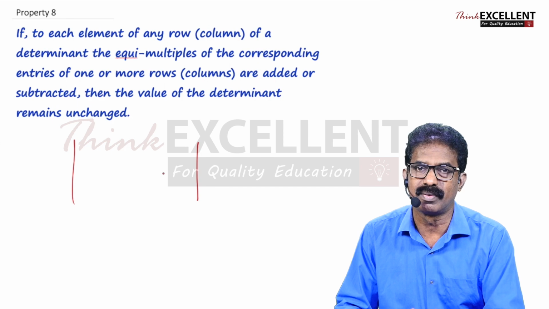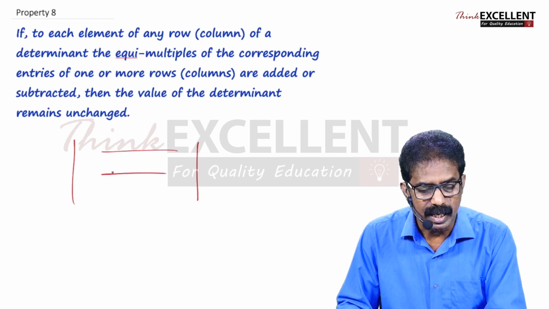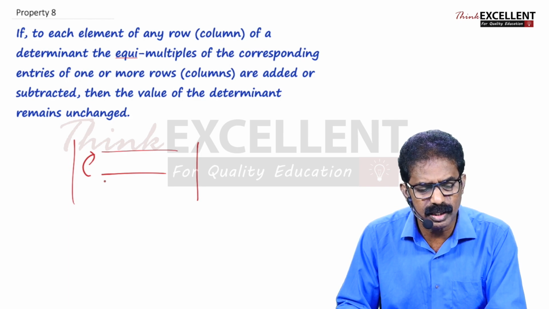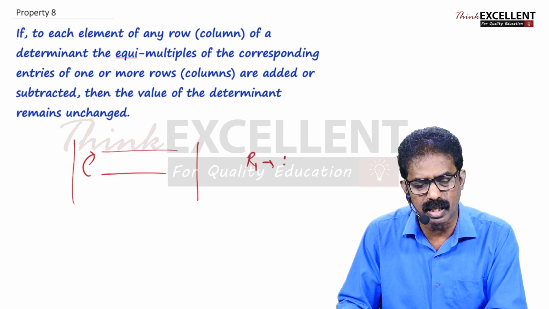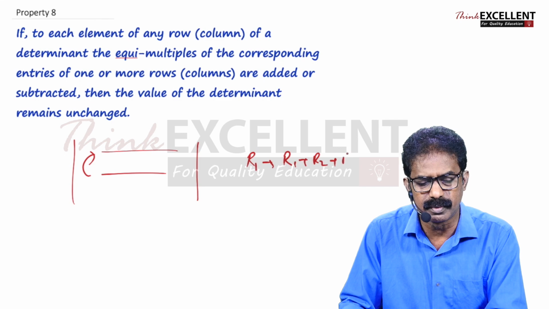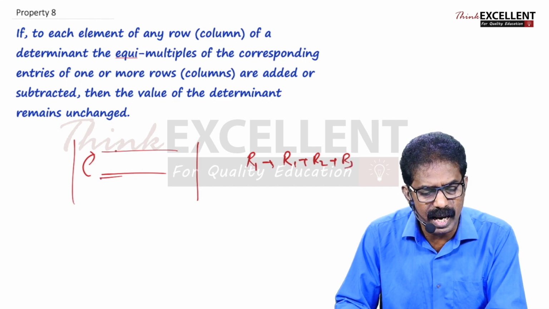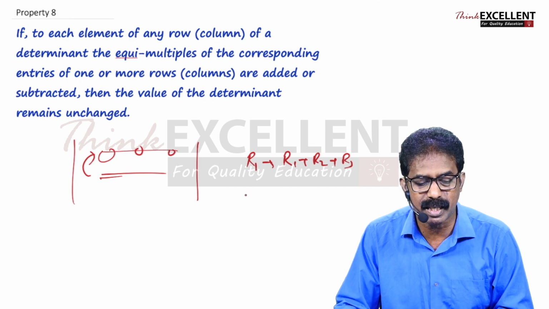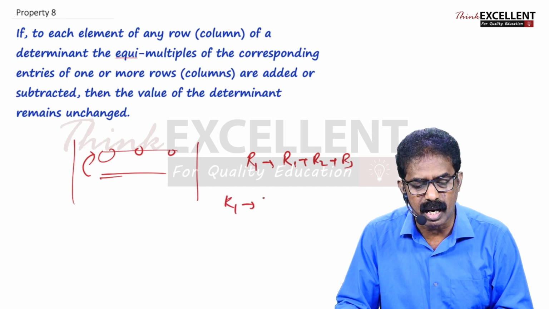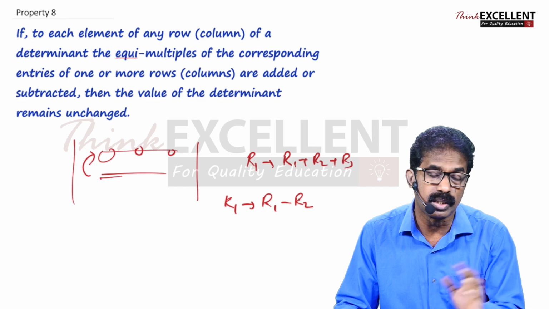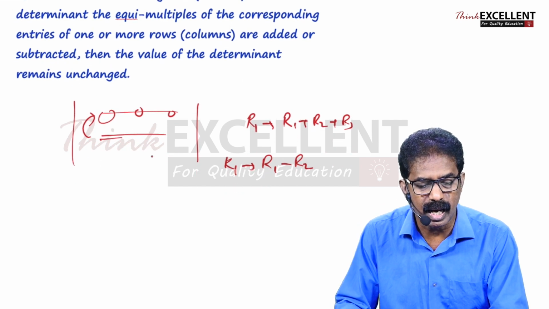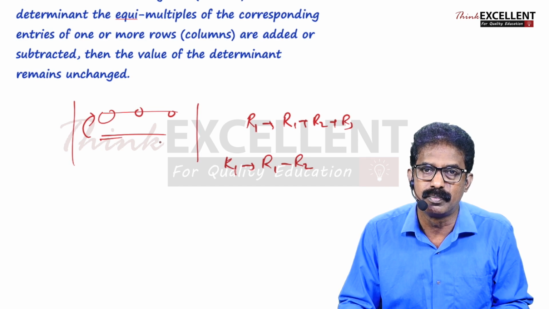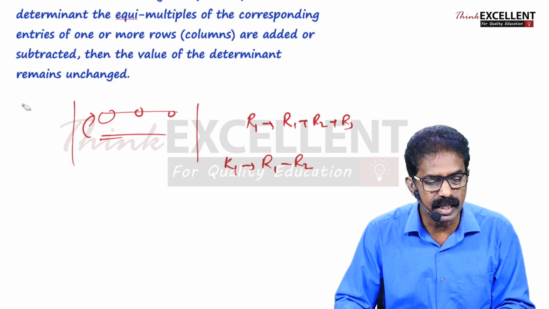Suppose a determinant is given. Two rows can be added, value won't change. All the three rows can be added. For example, R1 is R1 plus R2 plus R3. All the three rows you add and write. When you do the sums, you can understand better. Two rows can be subtracted. For example, R1 is R1 minus R2. There won't be any change in value. And one row you multiply by some number and add to some other row, then there won't be any change.